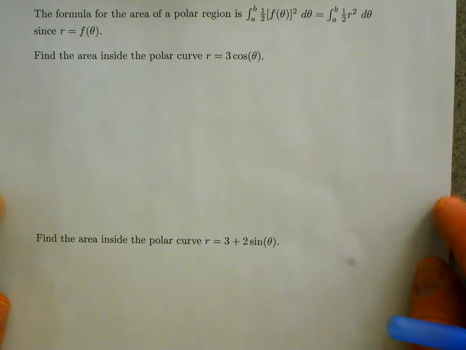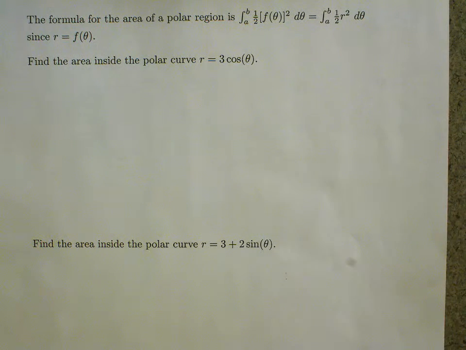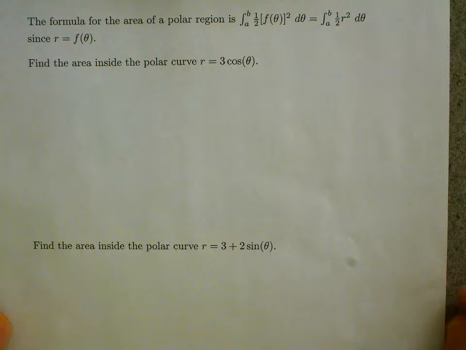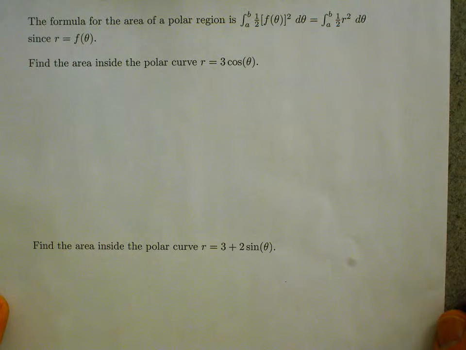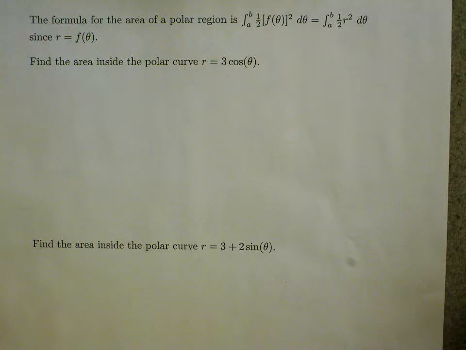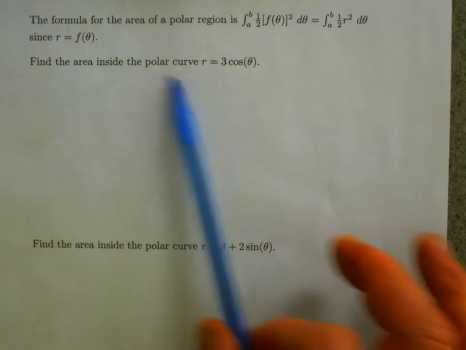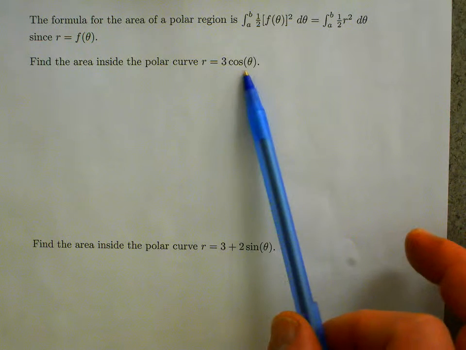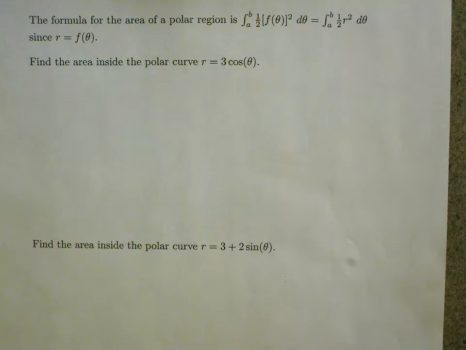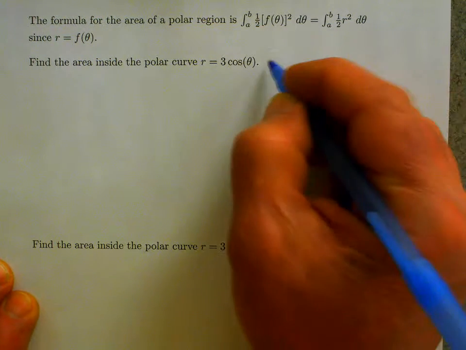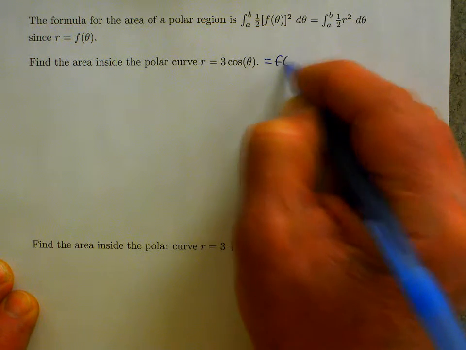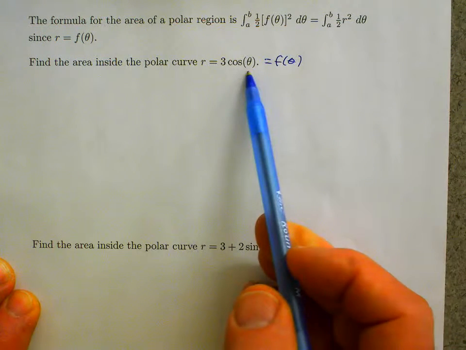Okay, what we'll do next, we'll look at a few problems. To start with, we'll just set them up, and then as time permits, we'll go back and evaluate them. But once we get them set up, they aren't that hard to evaluate. But we have to be a little bit careful when setting them up. This one says, find the area inside the polar curve r equals 3 times cosine of theta. So this just means that f of theta is 3 times cosine of theta.